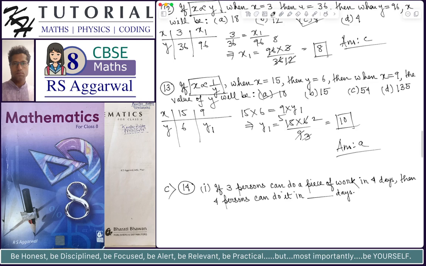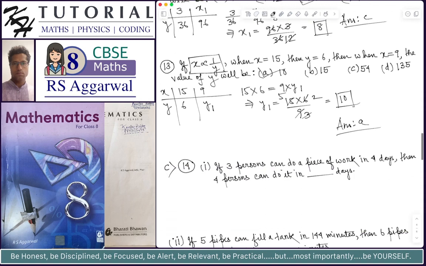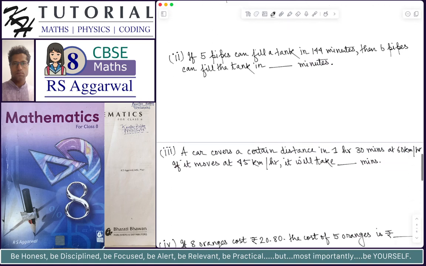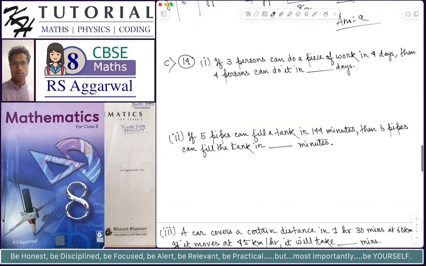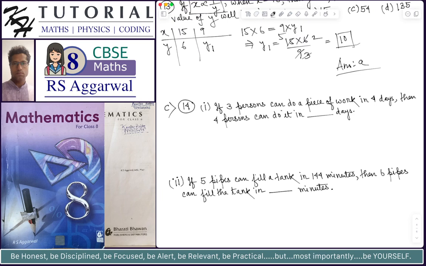Okay. So that was section B, where all the questions were multiple choice questions. Now we have section C, which are all fill in the blanks. Okay. Question number 14, part 1. If 3 persons can do a piece of work in 4 days, then 4 persons can do it in how many days?